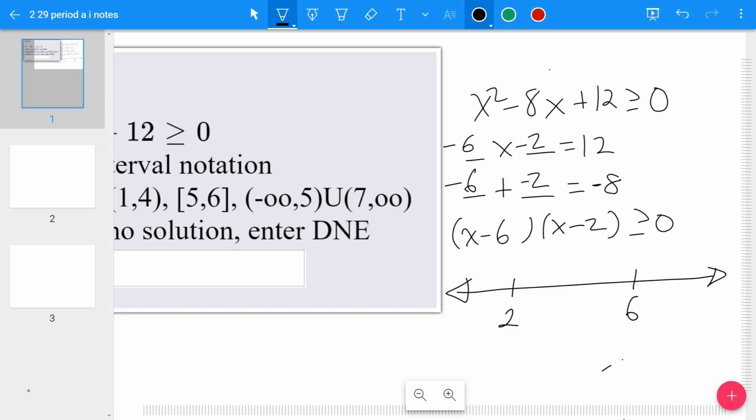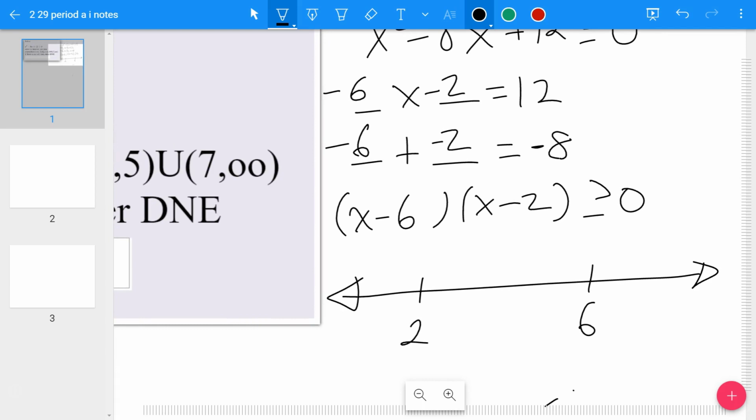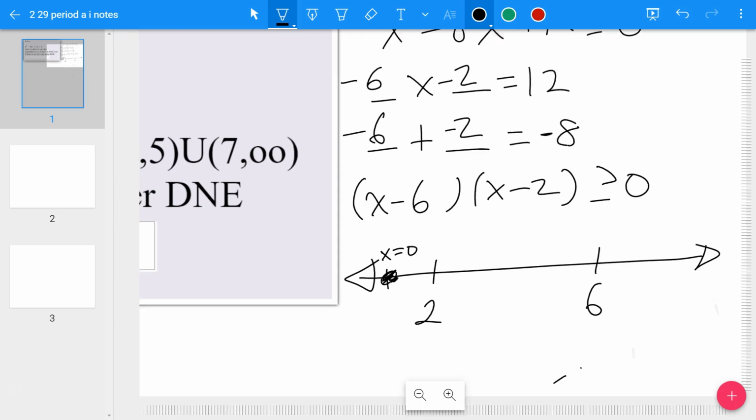To solve the inequality, you now have to choose sample values. I'm going to first choose the easiest sample value. To the left of the positive 2, I might choose 0. So x equals 0 is a sample value. It's easy. And I'm going to plug that into the inequality. It will either make it true or not true. That's it. That's the simple test.